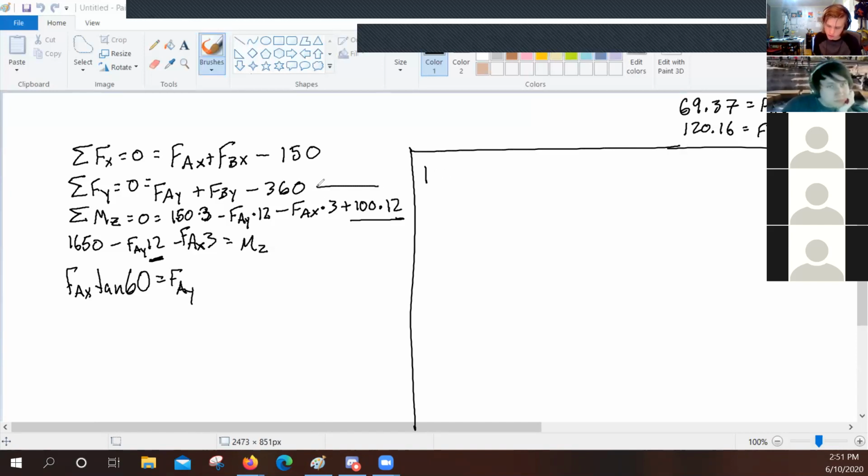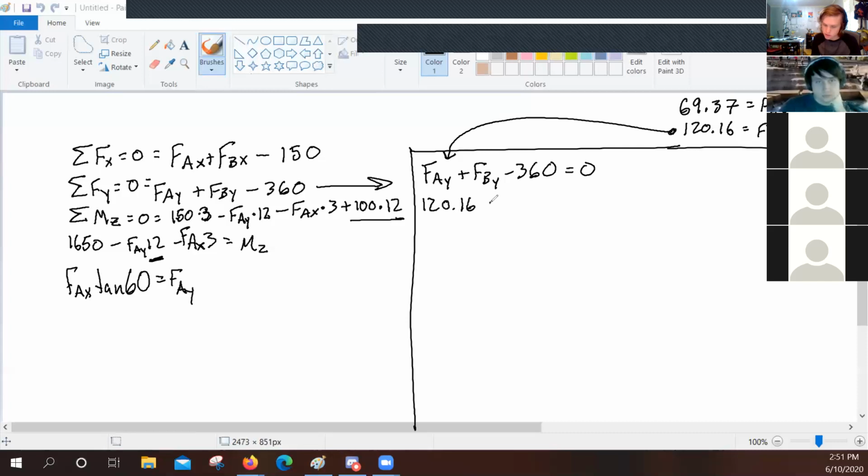So rewriting this equation here, we have Fa of y plus Fb of y minus 360 equals 0, okay? I'm going to take this Fa of y that we found and plug it into that spot. So I now have 120.16 plus Fb of y minus 360 equals 0. I am now going to add 360 to both sides, so we'll just do plus 360 and plus 360.